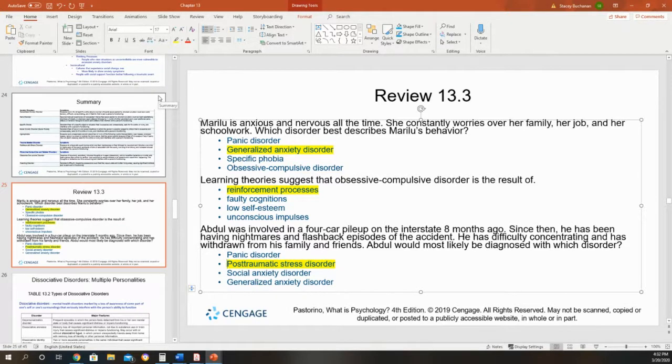So that is sections 1 through 3. For our next chapter, we're going to go through the rest of the disorders, the more severe disorders. And by severe, I mean marked by severe disturbances, severe dysfunction.